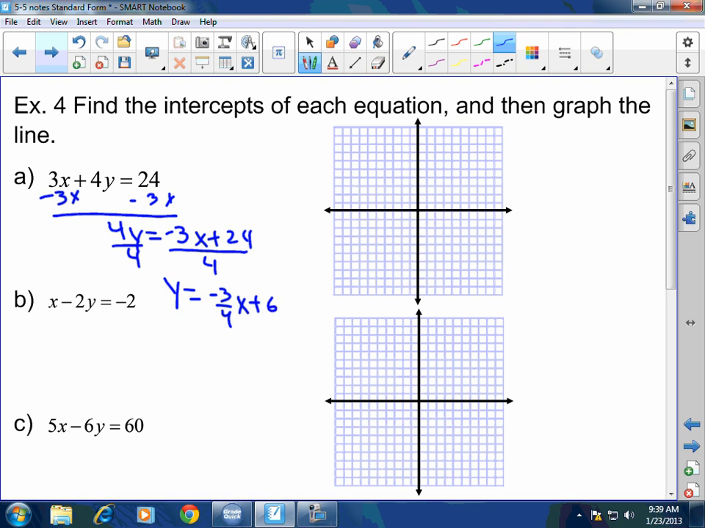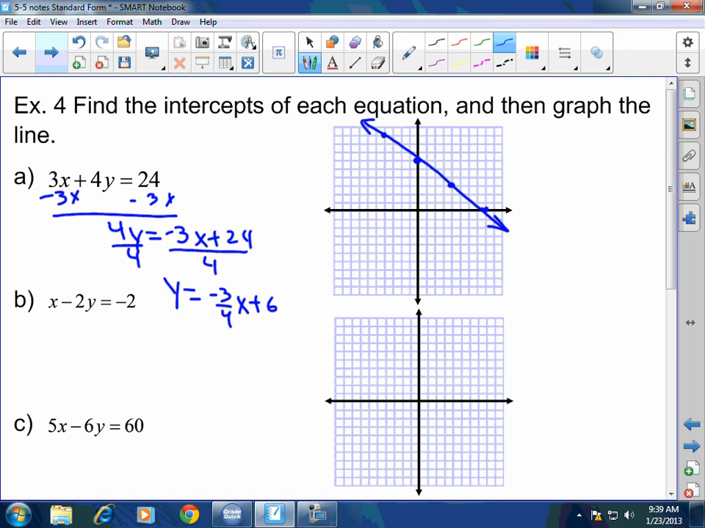So my y-intercept is 1, 2, 3, 4, 5, 6. My slope is down 3 over 4. Down 1, 2, 3, and 1, 2, 3, 4 to the right. So that would be my line. Not bad, pretty quick. And everyone should know what I just did. That is how I have trained you to do this.